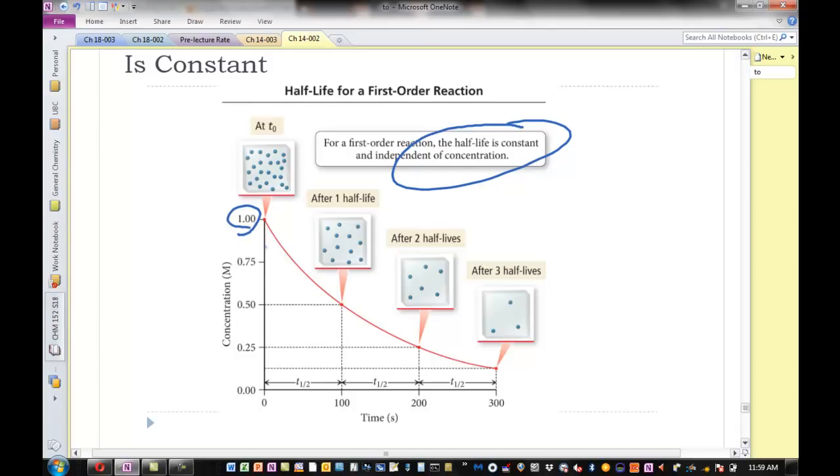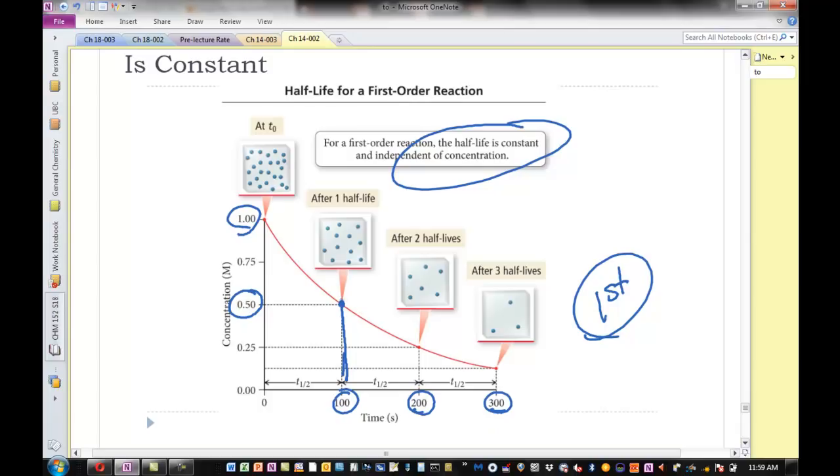So here's our starting concentration, 1 molar. The first half-life is the time it will take for the concentration to be cut in half to 0.5 molar. For this reaction, this is first order, it's going to take 100 seconds. Once we know that, we know for first order that every subsequent half-life will be 100 more seconds.